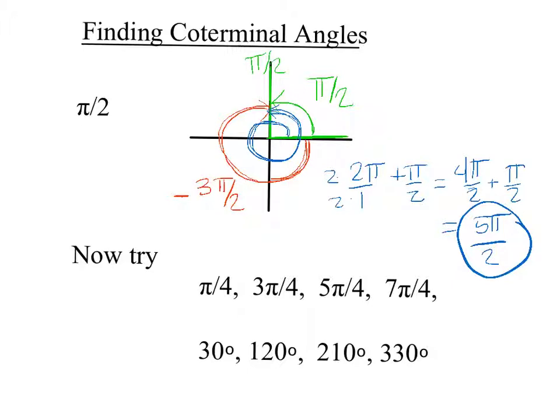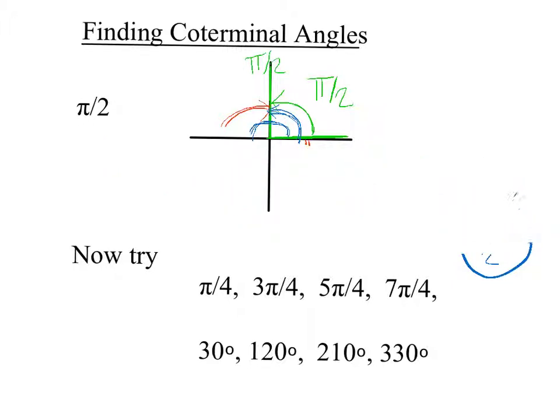So there's another coterminal. So coterminal angles to pi over 2 would be negative 3 pi over 2, and then also 5 pi over 2. And I can keep on doing that. I could do that in the negative direction, go all the way around once, and then meet up again. You just keep on adding 2 pi's to that. All right, let's see if we can do another one. Let me erase all this.